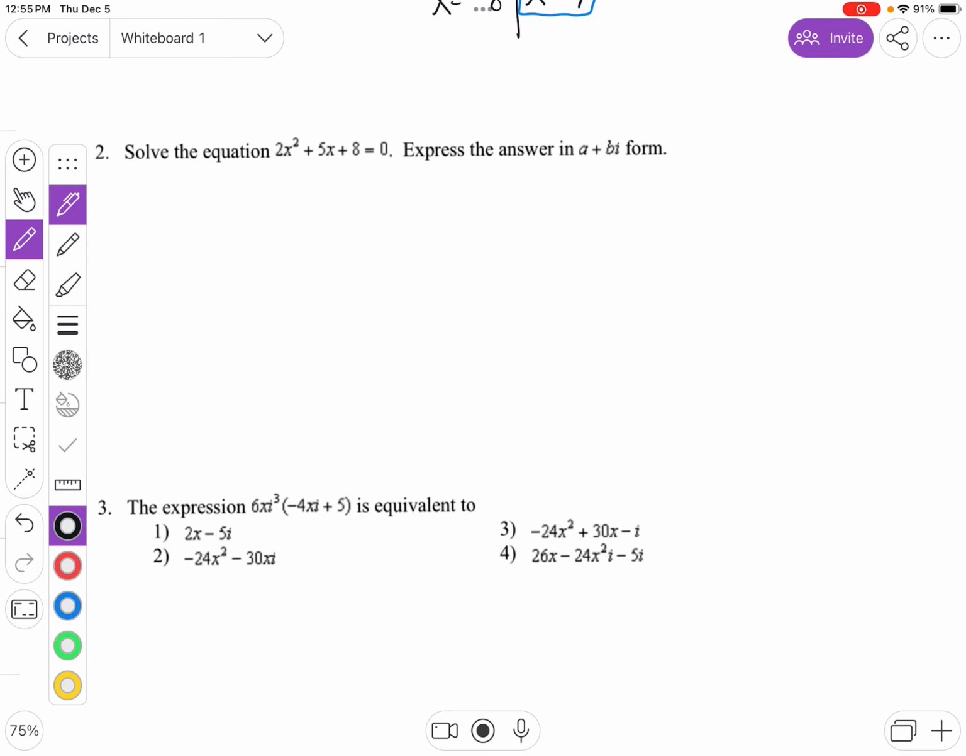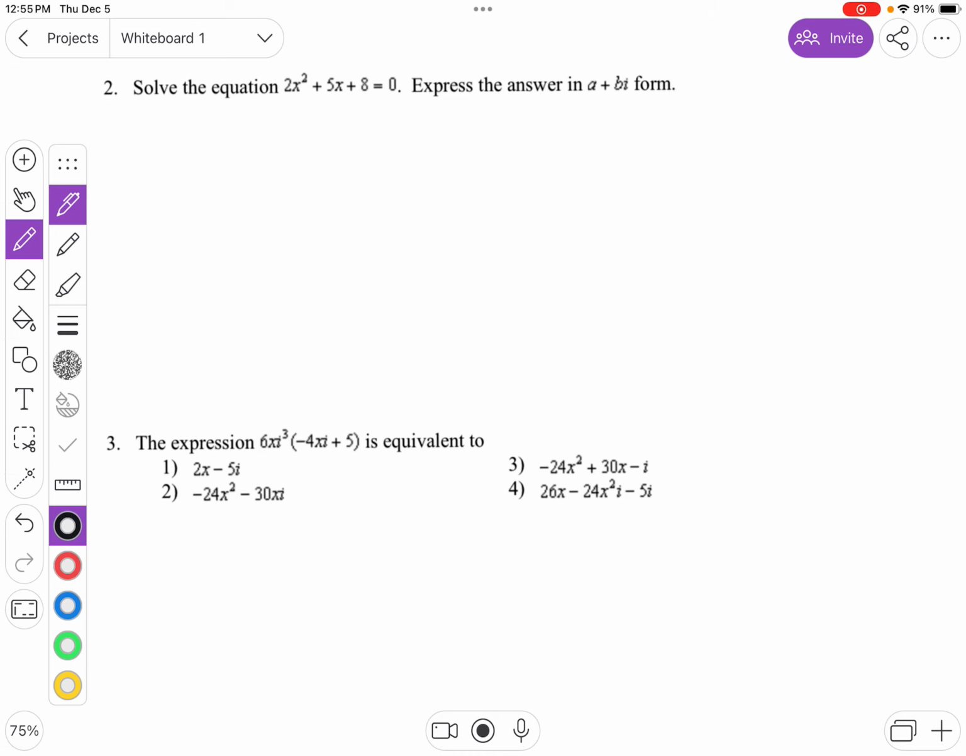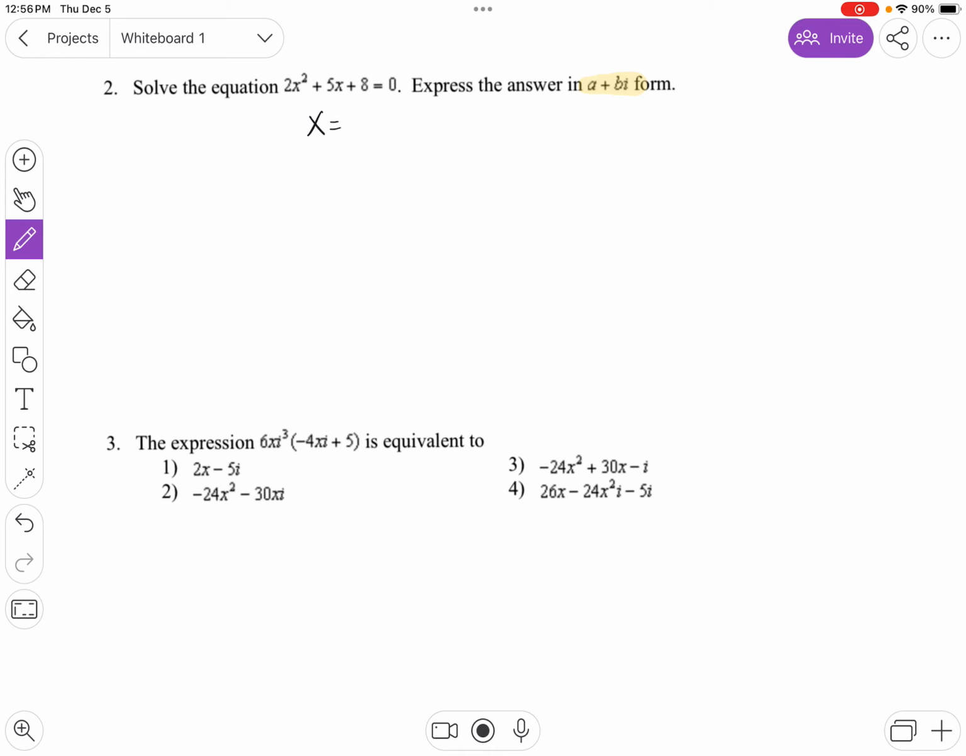Okay, question number 2. This is the quadratic formula. We're going to solve this equation, and one of the reasons why I know it's the quadratic formula is because it has a plus bi form. Okay, so this formula is given to you on the reference sheet, so you will not get any credit if you write it, but let's go ahead and write it anyway. X equals negative b plus and minus the square root of b squared minus 4ac all over 2a.